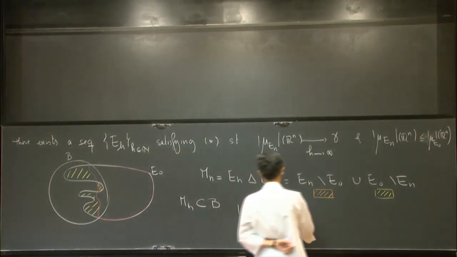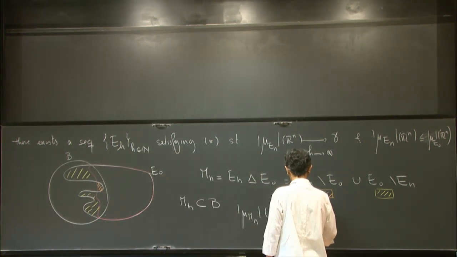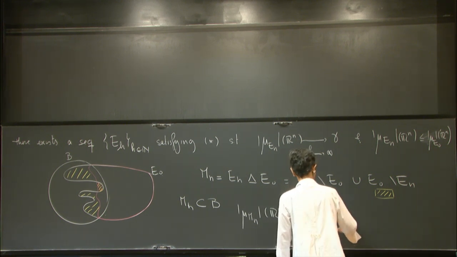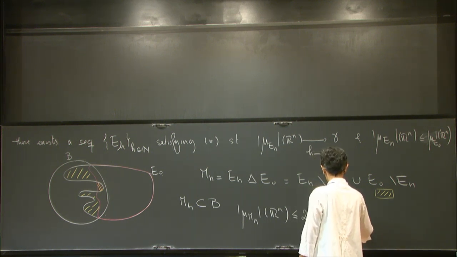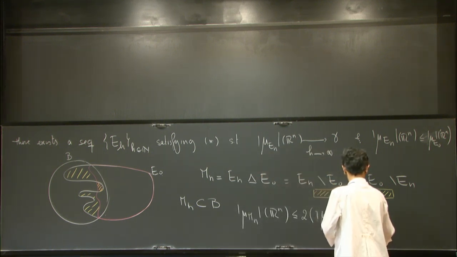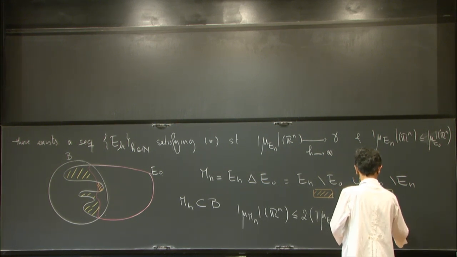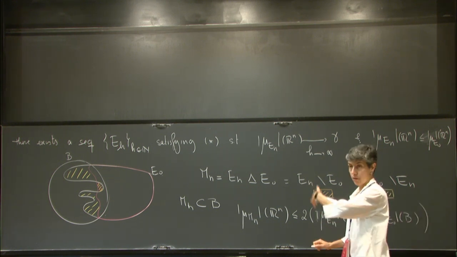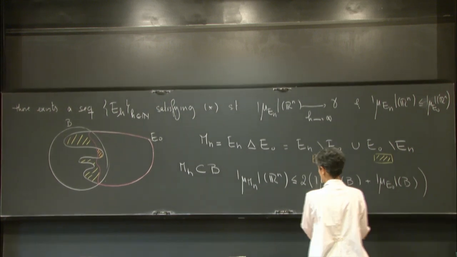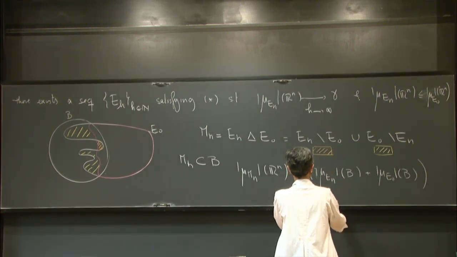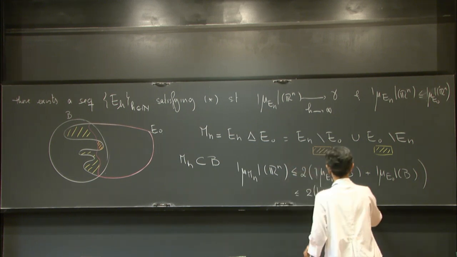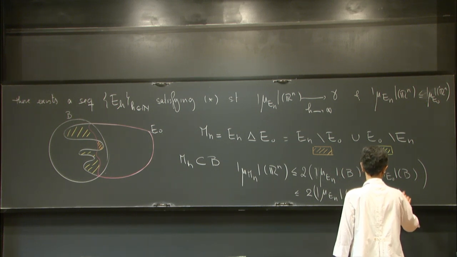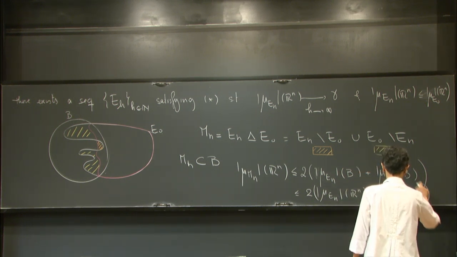So it looks like, and I claim this is for sure, less than twice the perimeter of E sub h inside the ball plus the perimeter of E0 inside the ball. Because we're not going to see what happens. It appears like I'm counting twice, but I'm doing that for good measure, to make sure I'm not forgetting anything.